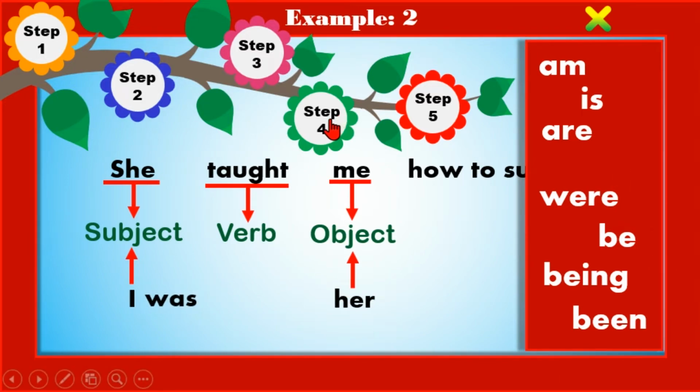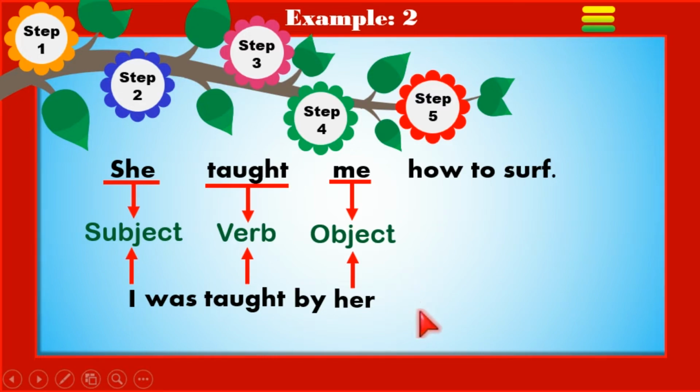Then the next step, the V3 form of the verb. What is that? Taught. And then step 5, the preposition and the remaining part of the sentence. Now we got the answer. I was taught by her how to surf.